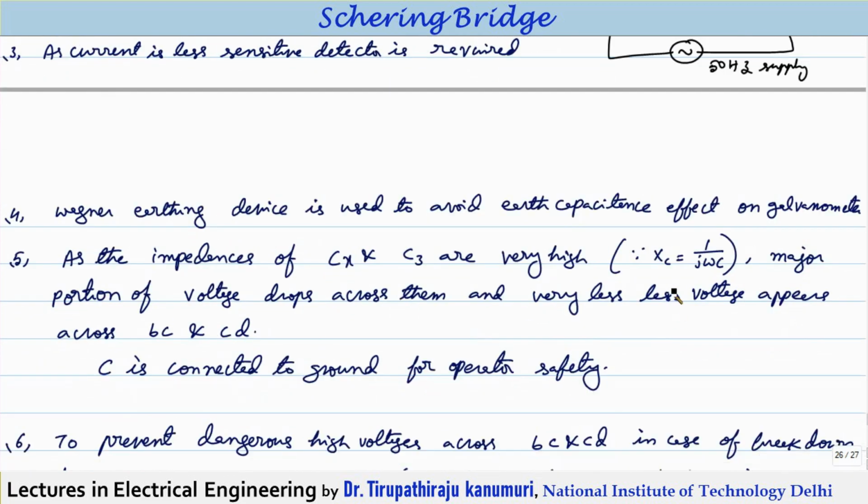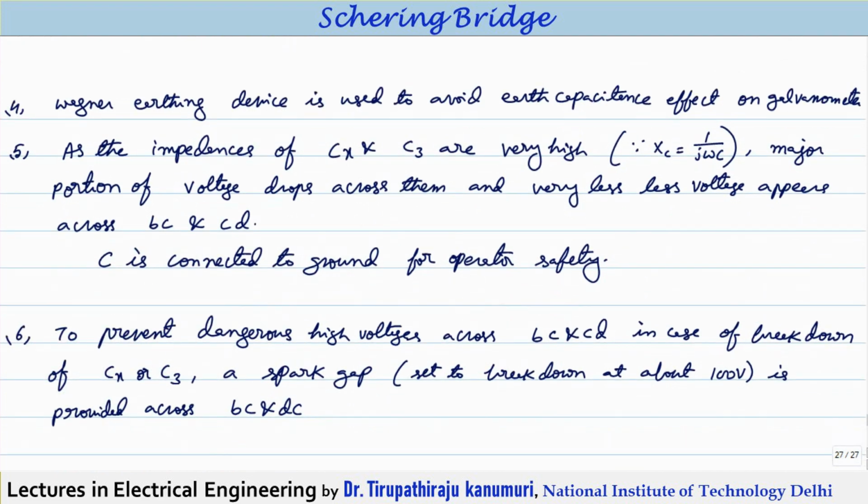Like you can see here, Xc is equal to 1 by j omega C. Here the frequency is 50 Hz and C is in picofarads. So obviously the impedance is very high, so current will be very less. And the next care that should be taken: Wagner earthing device is used to avoid the earth capacitance effect on the galvanometer. What is the Wagner earthing device? I will discuss it after completing all the AC bridges.